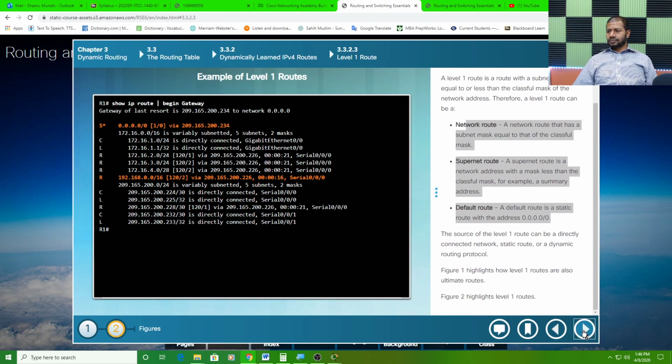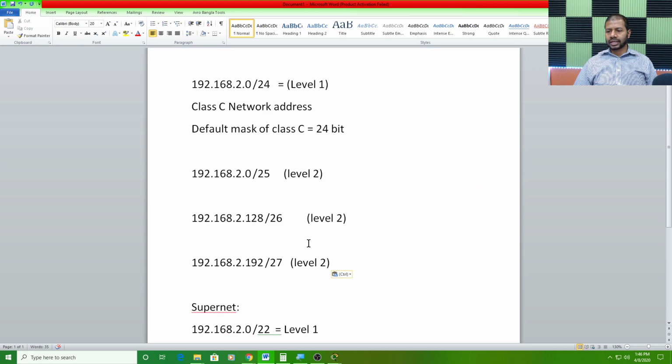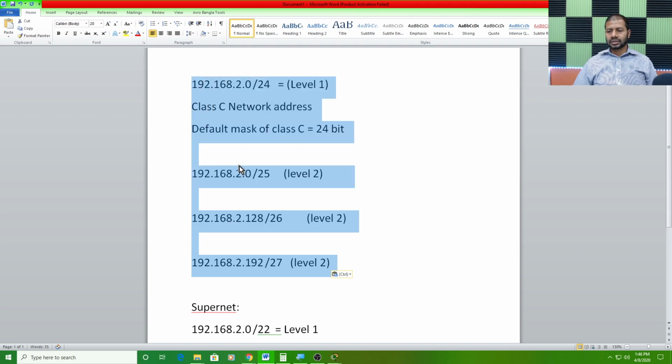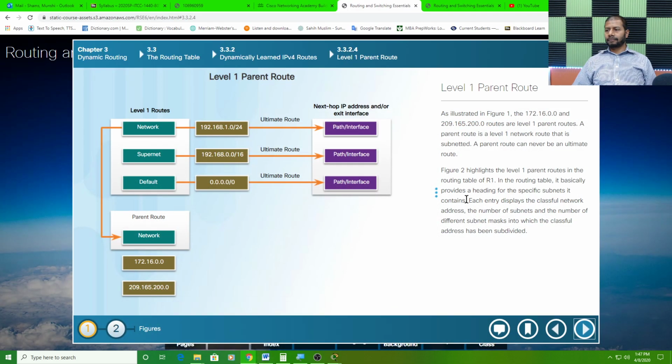And next, level 1 parent. When you have children present, then a level 1 parent would be in the scenario where I have all of these routes present in the same routing table. Then these are going to be the level 2 children, and this is going to be the parent, level 1. We will call it a level 1 parent, because children are present. So a parent route is a level 1 route, but it also has child routes present in the routing table. That's all.